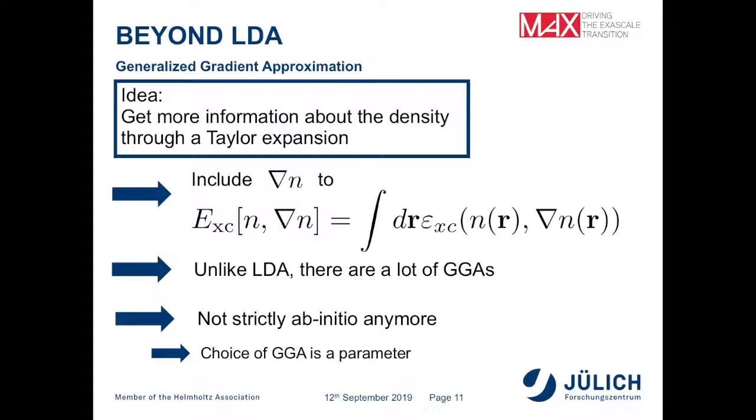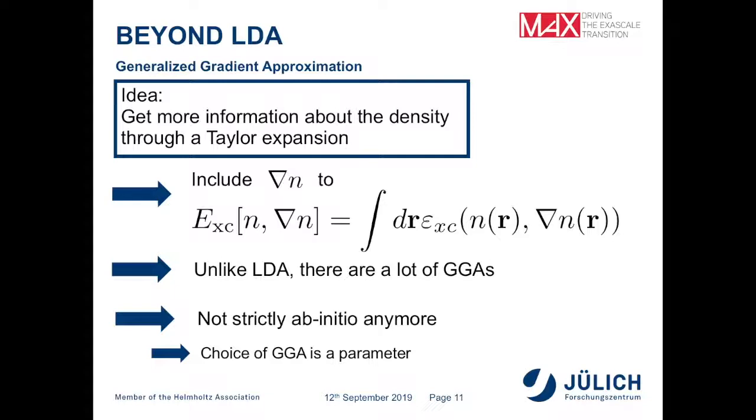And I told you there's one LDA with a few parameterizations. This is not the case for GGAs. So GGAs are not uniquely defined. There's a large number of GGAs. And because there's such a large number of GGAs, it's not strictly ab initio. So you have to choose the parameter of the GGA.